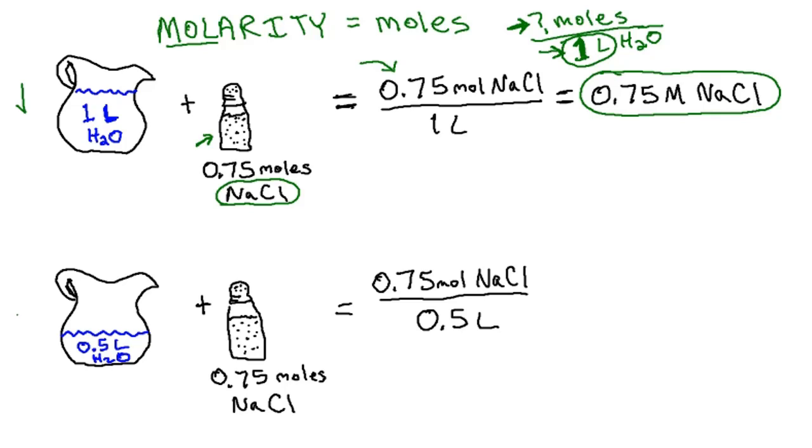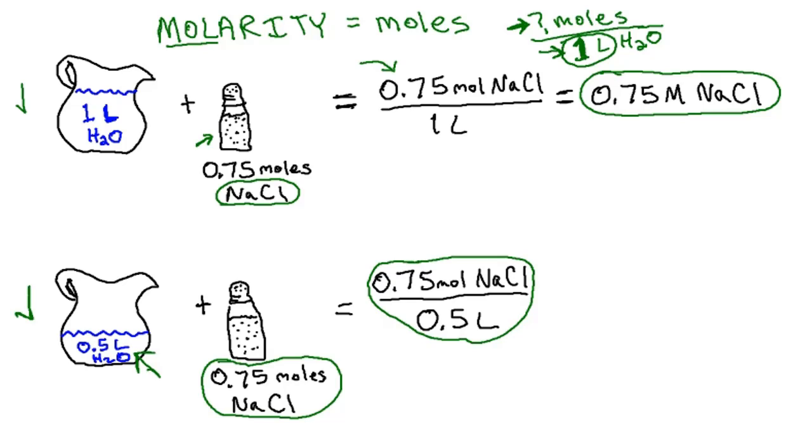So let's look at this problem number 2 down here, example number 2. Again, we used 0.75 moles of salt, but we only used 0.5 liters of water in this. So we have 0.75 moles of sodium chloride, of salt, in 0.5 liters. So is the molarity 0.75 because we used 0.75 moles? No, it is not, because we don't have 1 liter of water. Because again, molarity is all about 1 liter of water.